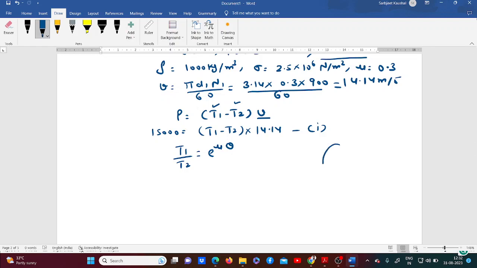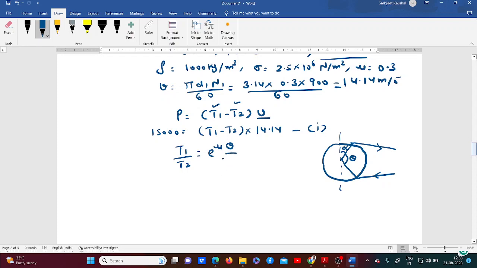So for your understanding, if this is the center of the pulley, this is the portion at which the belt leaves the driver pulley. This is the portion at which belt enters the driver pulley from the driven side. And this angle is the angle of contact. And this angle we assume as alpha.